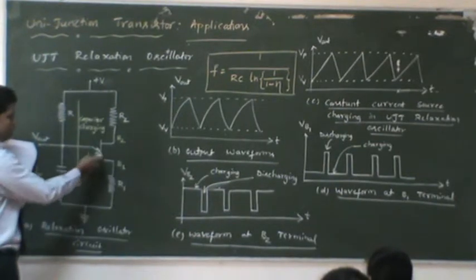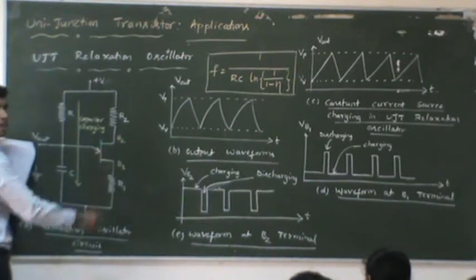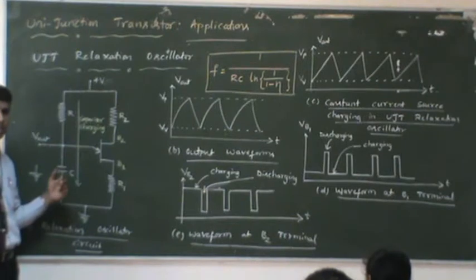Now here, also look at the internal equivalent circuit of this. What are the elements present inside this UJT? You have a diode, a PN junction inside this. Just recap the things we have covered in the last class.